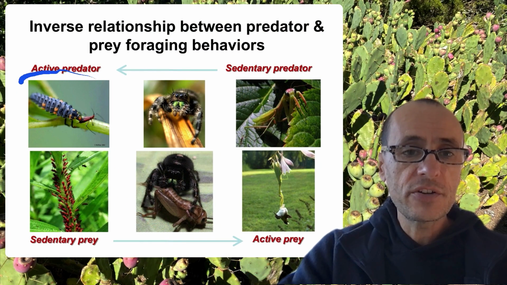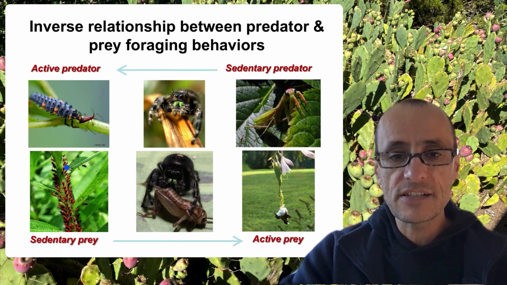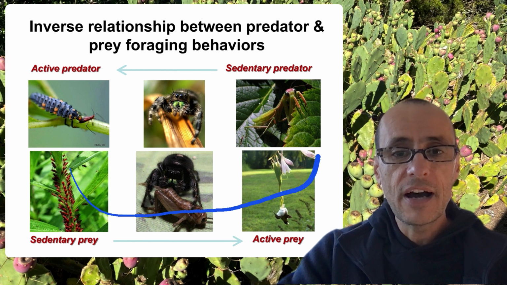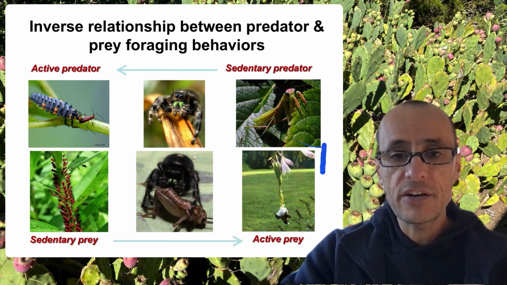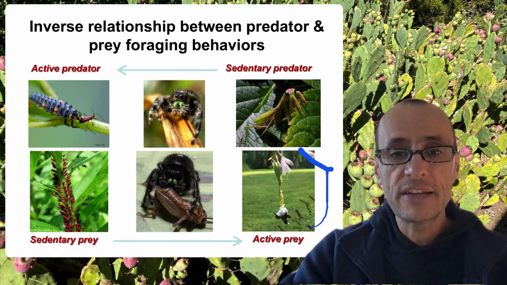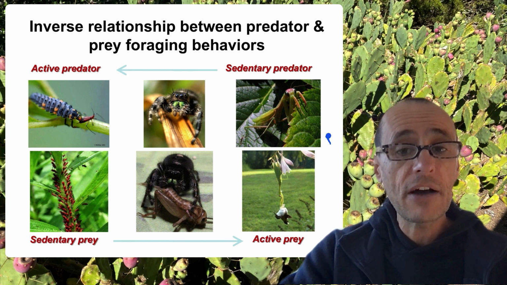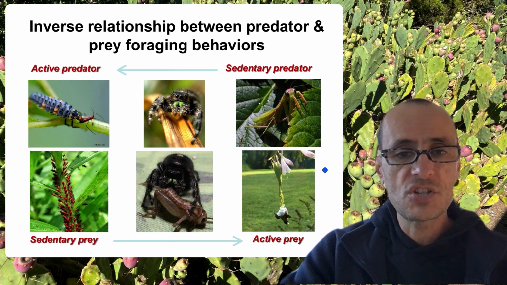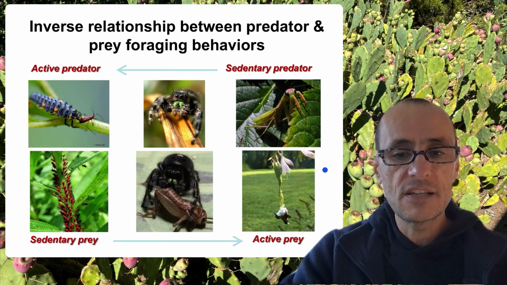Usually, active predators will feed on things that are sedentary. If both of these were sedentary, they would never encounter each other, and that's not a very good thing. On the other hand, sedentary predators often feed on very active prey that have a greater likelihood of encountering them. So that's kind of a syndrome that you often see in these types of behaviors.